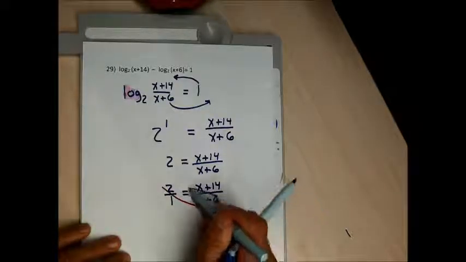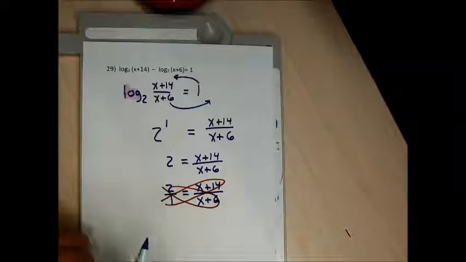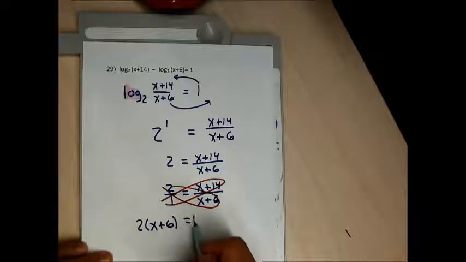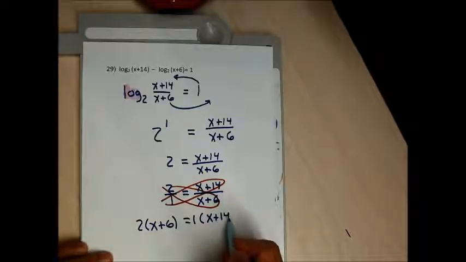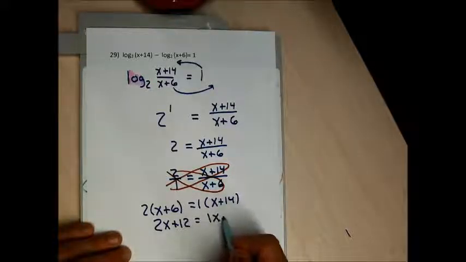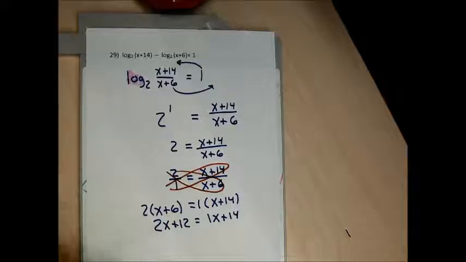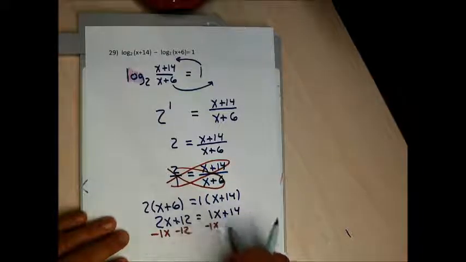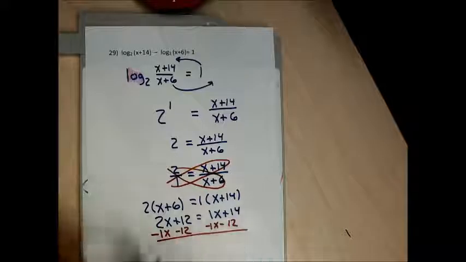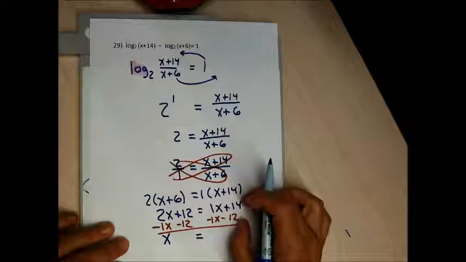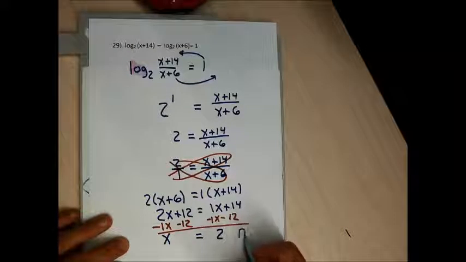So I'm going to cross-multiply down, and I'm going to cross-multiply up. Cross-multiplying down, I get 2 times x plus 6. Cross-multiplying up, I get 1 times x plus 14. This is going to give me 2x plus 12 equals 1x plus 14 when I clear the parentheses. I'm going to minus 1x from both sides, and I'm going to minus 12 from both sides. What that's going to do on the left side is give me an x, because 2x minus 1x is x. It's going to cancel the 12s. On the right-hand side, it's going to cancel the 1x's, and 14 minus 12 is 2. I claim that this is my answer.